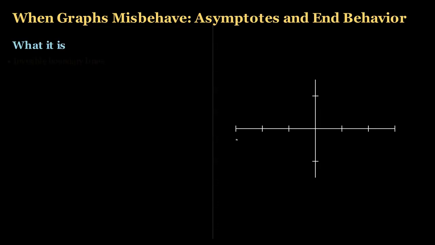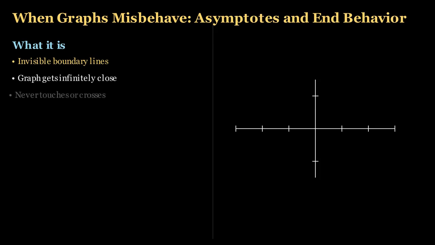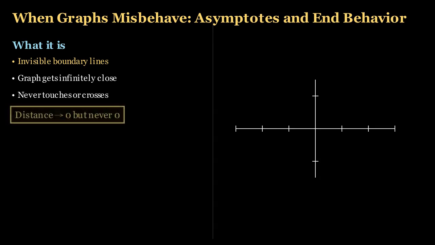Imagine you're walking toward a wall, but with each step you only cover half the remaining distance. You get closer and closer, but you never actually bump into it. That's exactly what an asymptote is for a graph. It's an invisible straight line, either horizontal, vertical, or slanted, that the graph approaches as it runs off to infinity. The curve gets arbitrarily close to this line, so close you couldn't fit a single atom between them, but it never actually touches or crosses it. Think of it as the graph's permanent, unreachable goalpost.